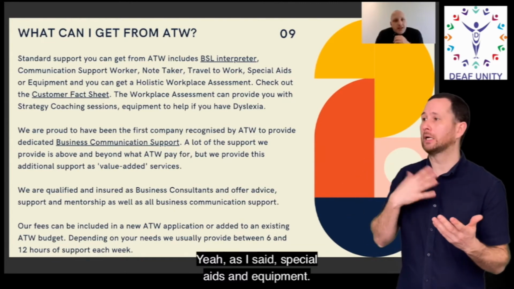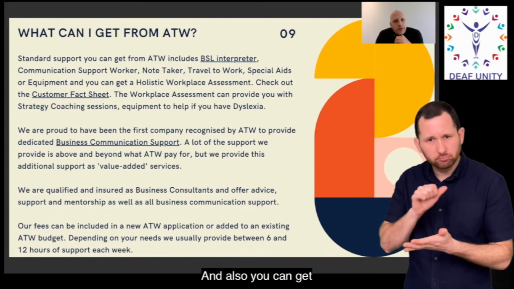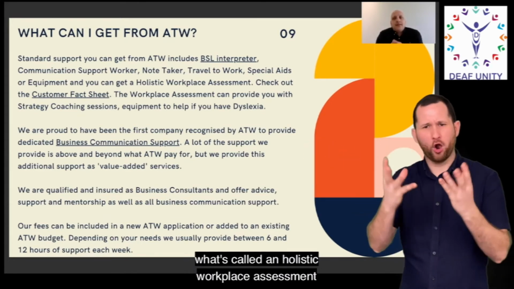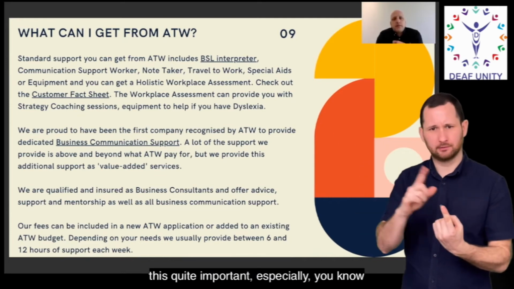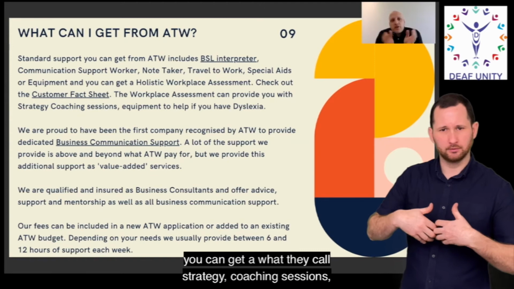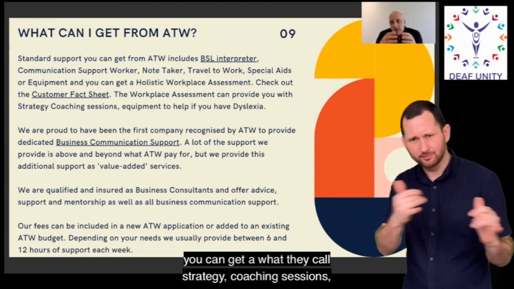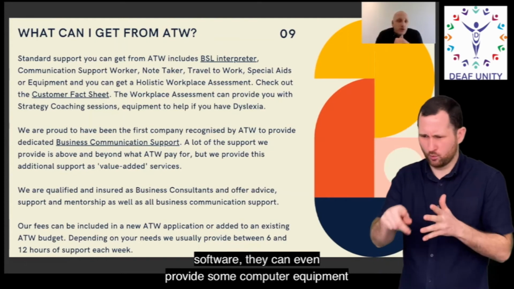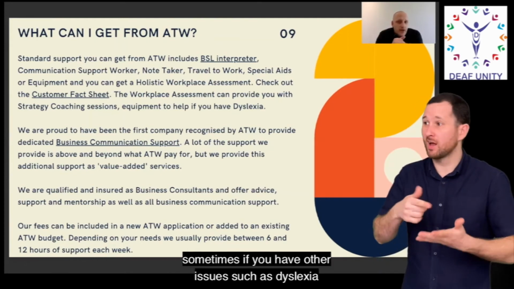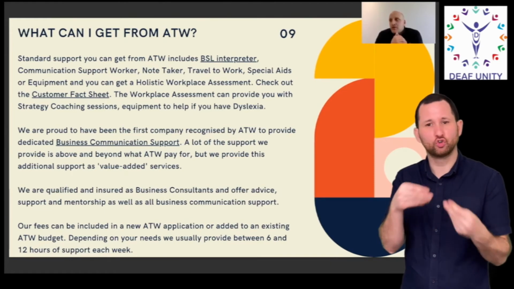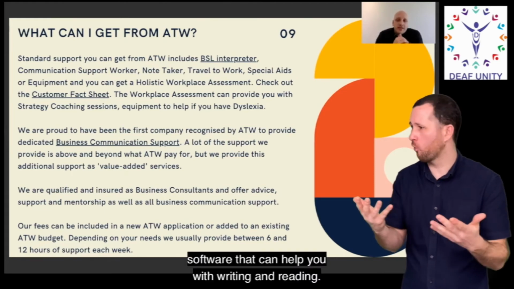As I said, special aids and equipment. And also, if you have an Access to Work budget, you can get what's called a holistic workplace assessment. This is quite important. Especially, you can get what they call strategy coaching sessions, software. They can even provide some computer equipment sometimes if you have other issues such as dyslexia, software that can help you with writing and reading.